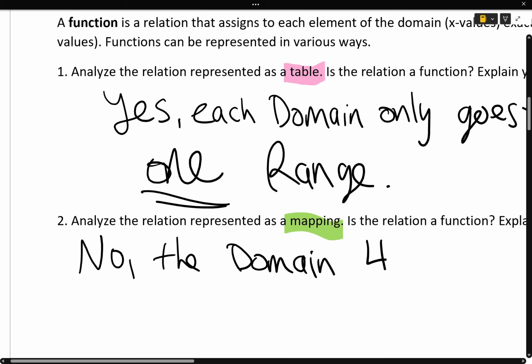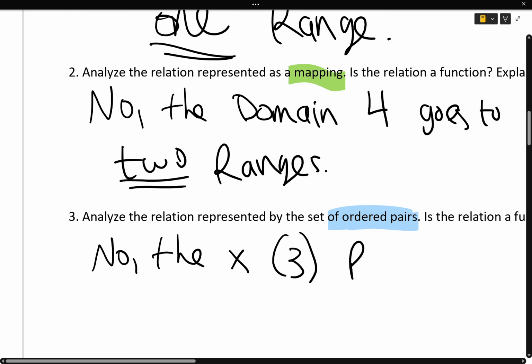Next, let's take a look at the ordered pairs. Here are my ordered pairs. Now for ordered pairs, I'm just looking at my x's because they represent the domain, the inputs. So I have -2, 0, 3, and 3. Boo! Did you see how I said 3 twice? That means this is not a function. That domain repeated. No. The x 3 repeated. So, we cannot have the x's repeat.